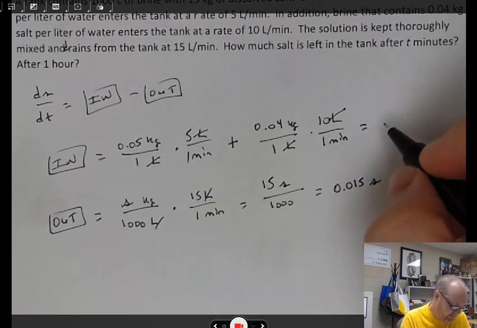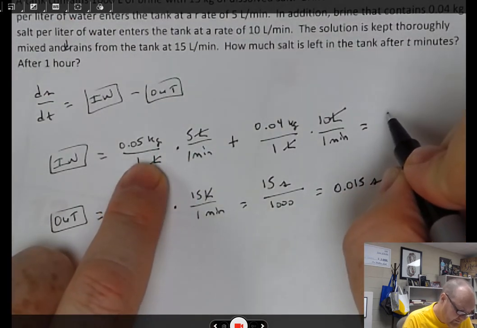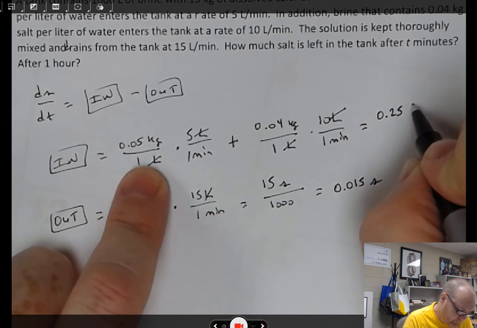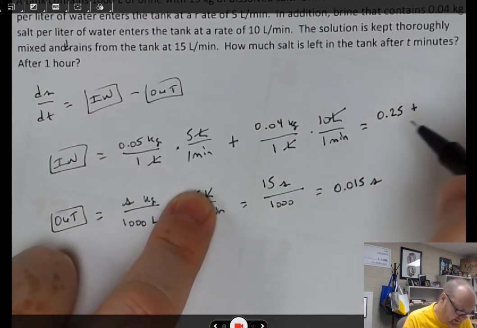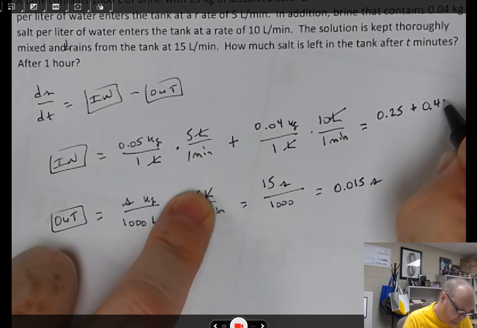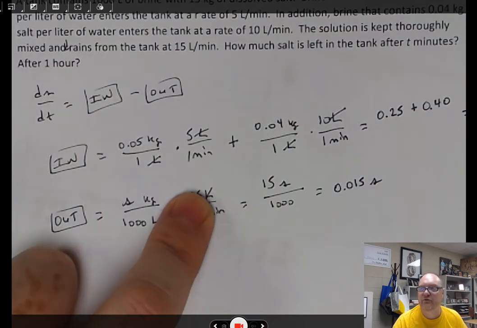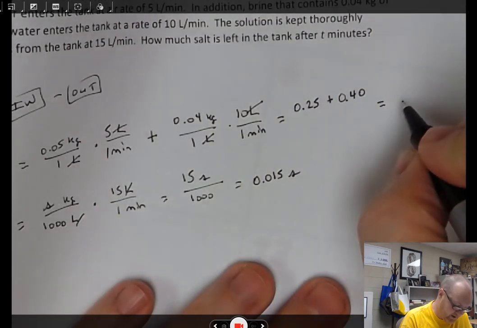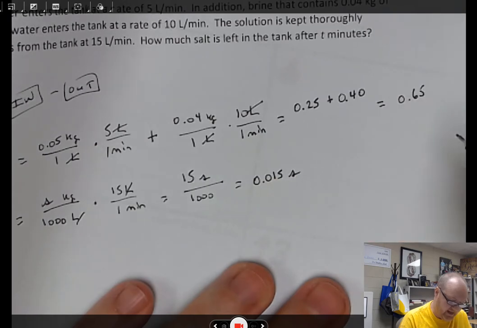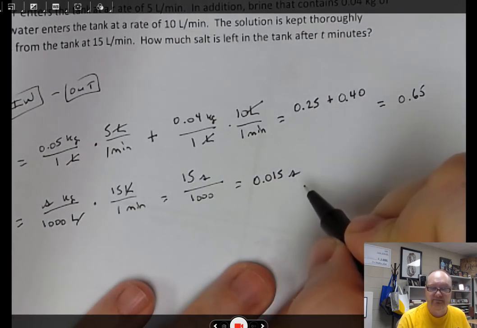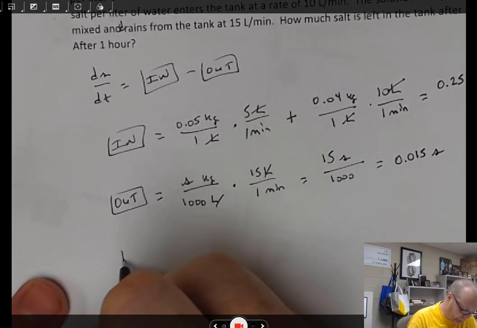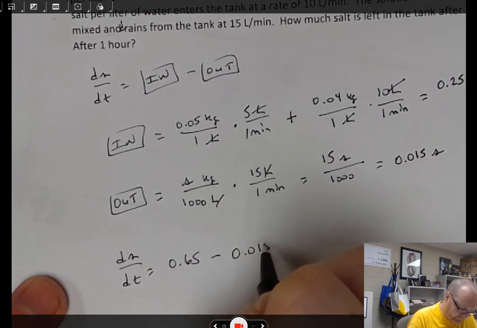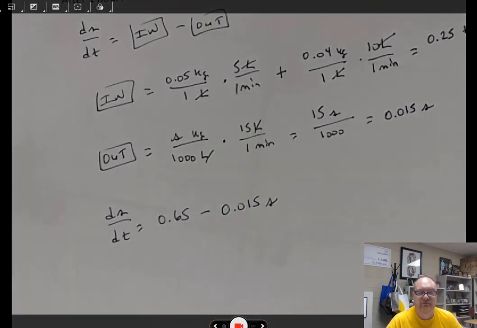The in rate again is going to be 5 times 0.05, plus 0.04 times 10. All of that is kilograms per minute. So it looks like the in rate is coming in at a rate of 0.65 kilograms per minute and going out at a rate of 0.015 S. So the change in salt with respect to time is 0.65 minus 0.015 S. That's the differential equation that I want to solve.